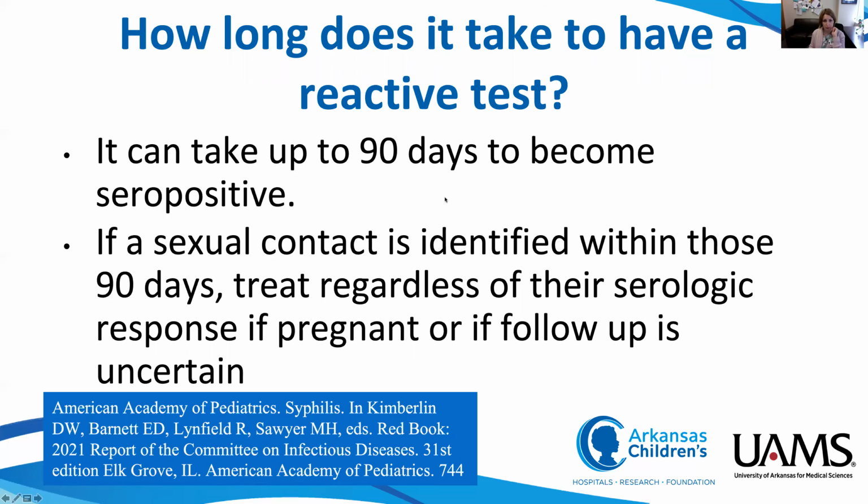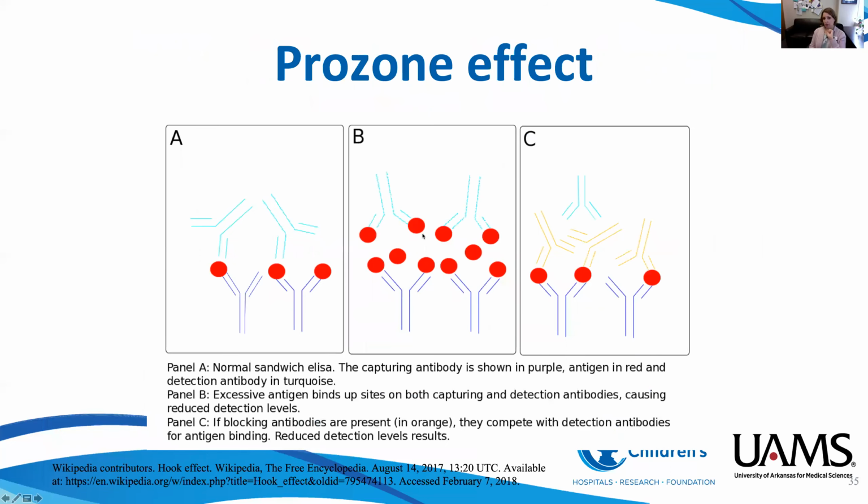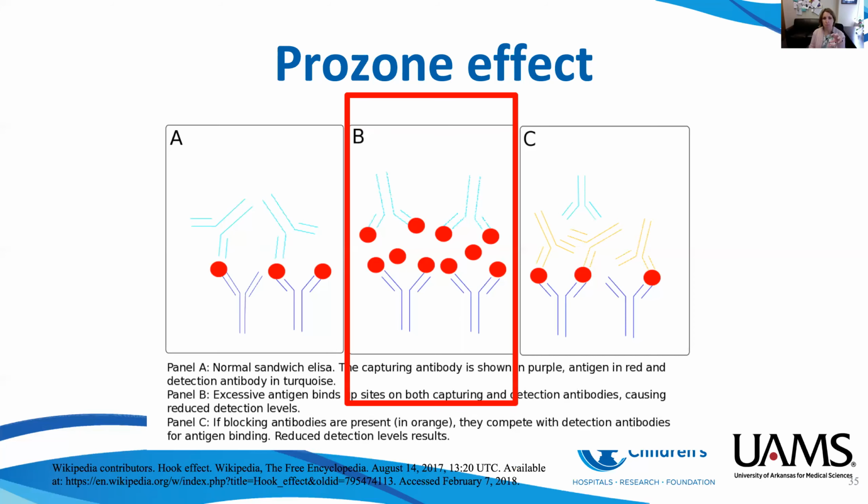So then the prozone effect. This panel A is a normal ELISA. So you have one antibody here, you've got your antigen, and then you have another antibody. And the whole goal is that you're going to cross-link these. And once you cross-link these, they are positive. Well, the prozone effect is over here with B. That's where you have so much antigen that every single antibody is coated with it, and so no cross-linking is possible because the antigen thoroughly saturates it. That's the prozone effect.